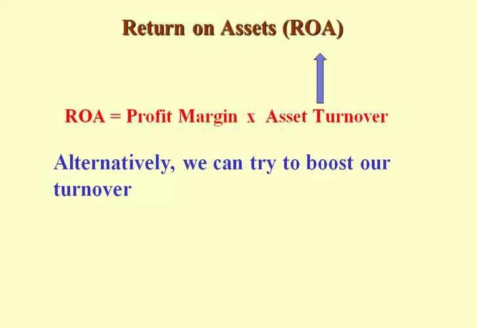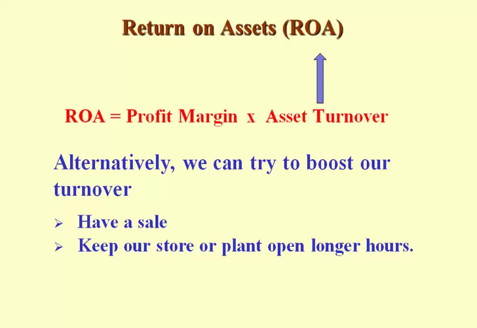Alternatively, we could try to boost our asset turnover. We could do this by having a sale. In other words, try to generate more sales with our existing assets by marking down our merchandise. We could keep our store or plant open longer hours. The problem with both of these choices is that it's likely to decrease our profit margin. Marking things down means lowering our sales price and dropping our net income. Keeping our store or plant open longer hours will typically increase our cost, which is also likely to reduce our profit margin. So once again, we find the impact on our return on assets would be uncertain.